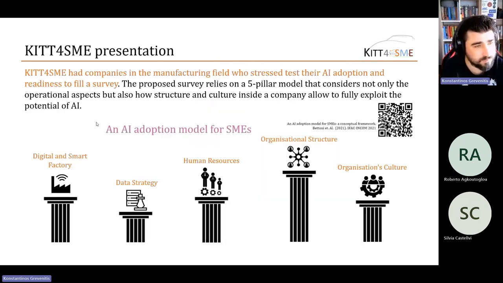Now, the KITT4SME project had companies in the manufacturing field who stress tested their AI adoption and readiness by filling in a survey. The proposed survey relied on the 5 pillars model that considers not only the operational aspects, but also how structure and culture inside the company allow to fully exploit the potential of AI solutions. The 5 pillars are the following: digital and smart factory, data strategy, human resources, organizational structure, and organizational culture.